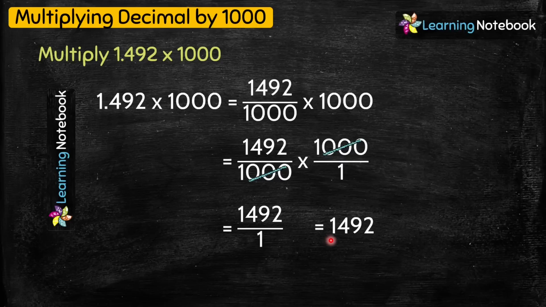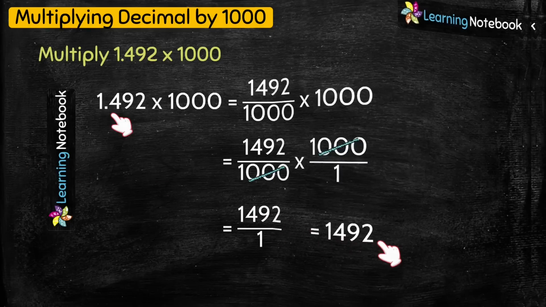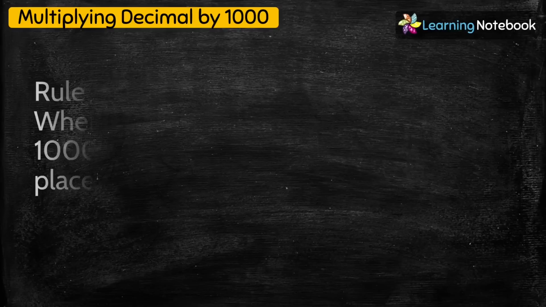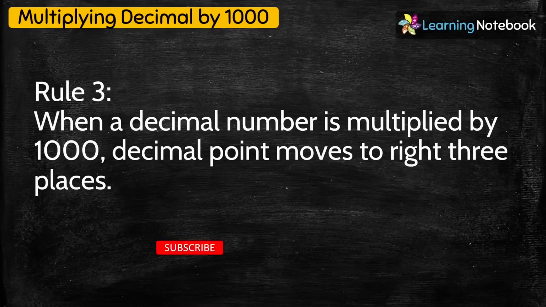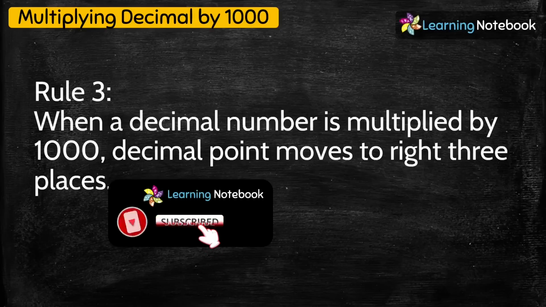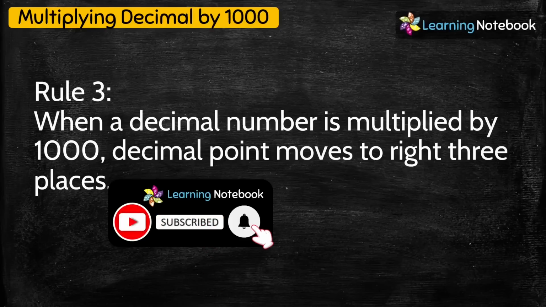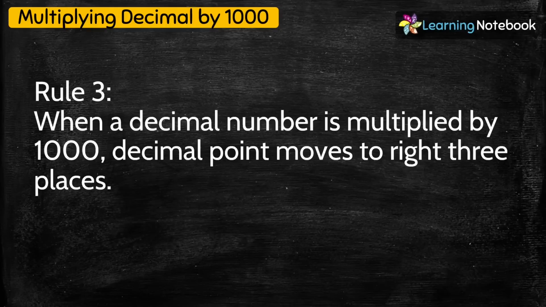Here we observe that when a decimal number is multiplied by 1000, the decimal point moves to the right by 3 places. So rule number 3 is, when a decimal number is multiplied by 1000, the decimal point moves to the right by 3 places.